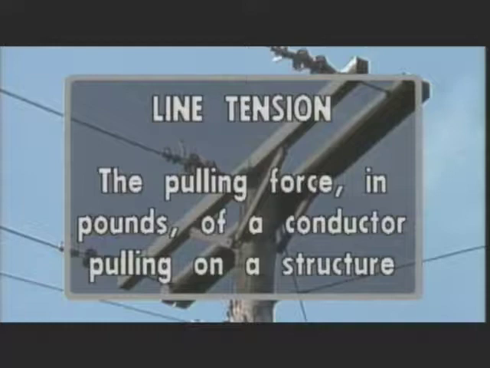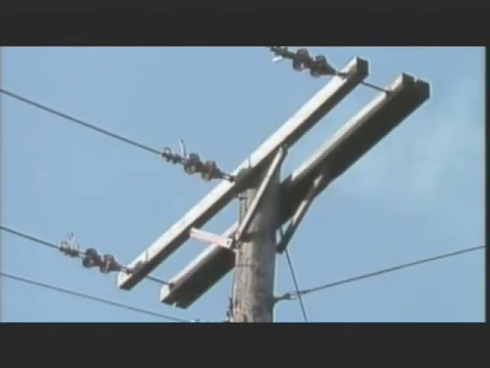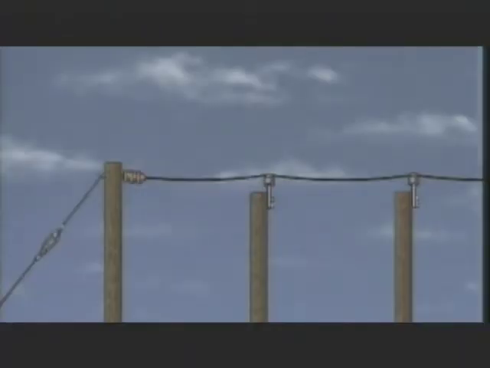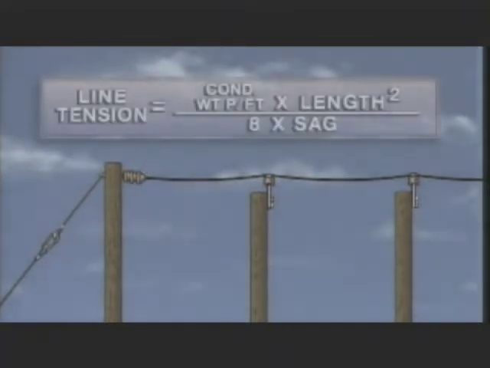Line tension is defined as the pulling force in pounds of a conductor pulling on a structure such as a dead-end pole. Let's look at this illustration to see one way of determining line tension. In this example, the conductor dead ends at pole number 1. One way to determine the approximate line tension is by using a formula. The formula reads: tension equals conductor weight per foot times the span length squared, divided by 8 times the sag in feet. We can see how the formula works by using some numbers from a job example.